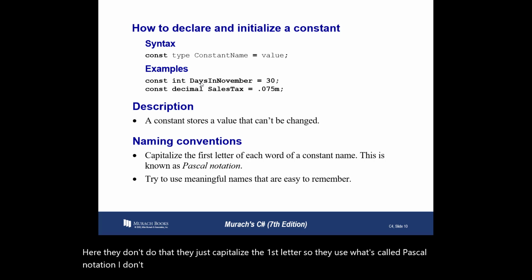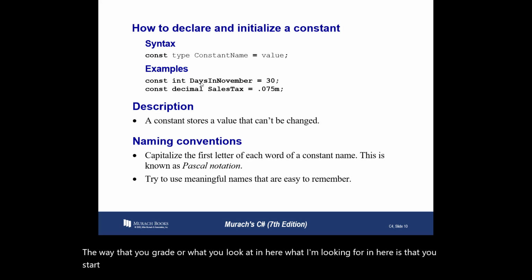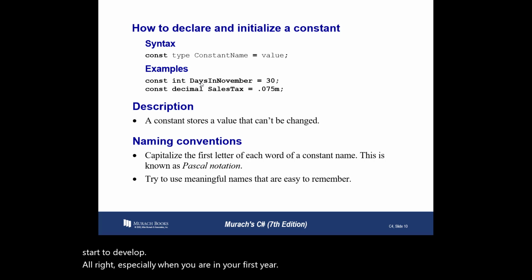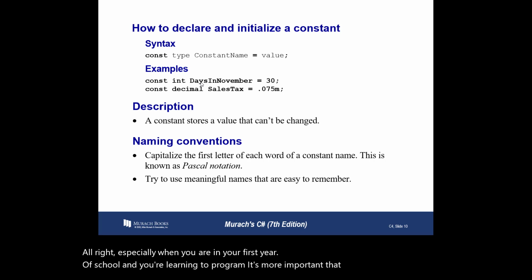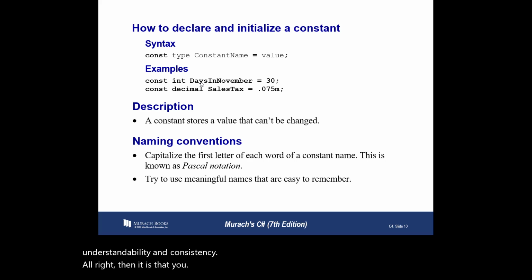I don't do that. The bottom line is, people always ask, are you really a stickler when it comes to the way that you grade or what you look at in here? What I'm looking for in here is that you start to develop consistency. All right, especially when you're in your first year of school and you're learning to program. It's more important that you program for understandability and consistency, than it is that you have to follow some rule all the time. But if you're consistent, you will be following rules. All right.